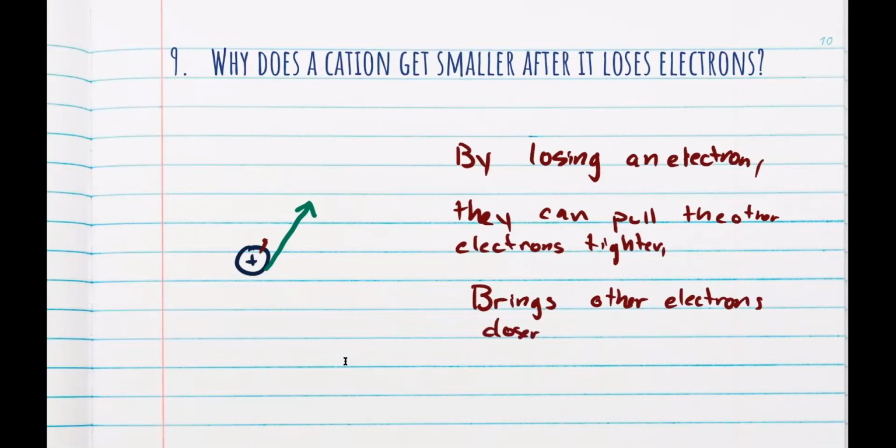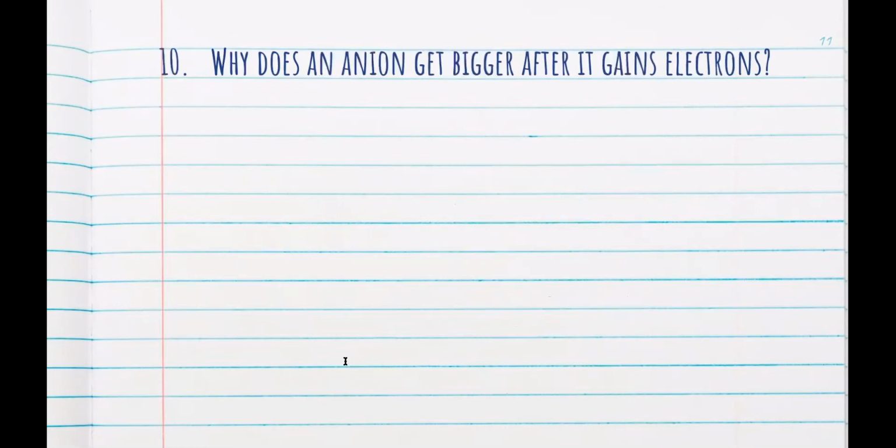And in return, making our radius smaller. Let's move on to the next page. Well, if cations get smaller, why does an anion get bigger? Something to think about is magnets. When you put them together, when they're both on the same side, they kind of push away from each other. And that's the same thing that happens with atoms and their electrons.